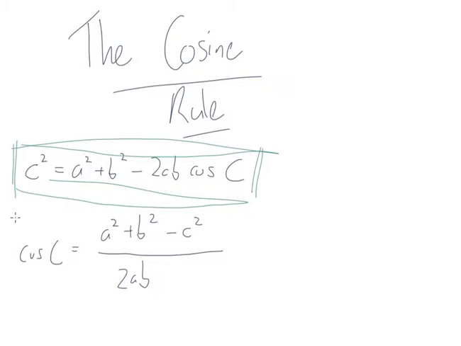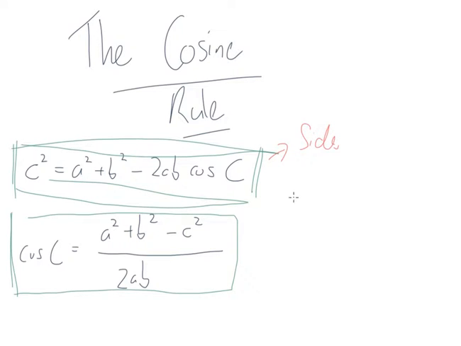In terms of using it, what's useful, what's nice, looking at the top version now, the top version we have c by itself, so this version here is better for sides. This bottom version here, the angle is by itself, so this is better for angles.